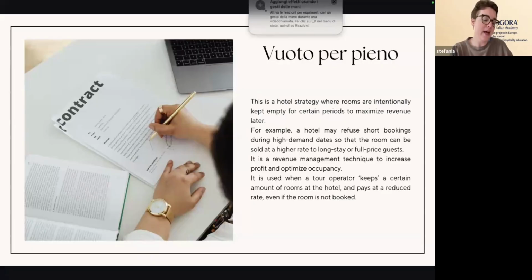The hotel has all the rooms paid even at a discounted rate. So they are sure that 80% of the rooms are paid even if not at the full rate. It is a revenue management technique to increase profit and optimize occupancy. It is always used in big resorts, not in hotels, in camping sites, in resorts, but not hotels.